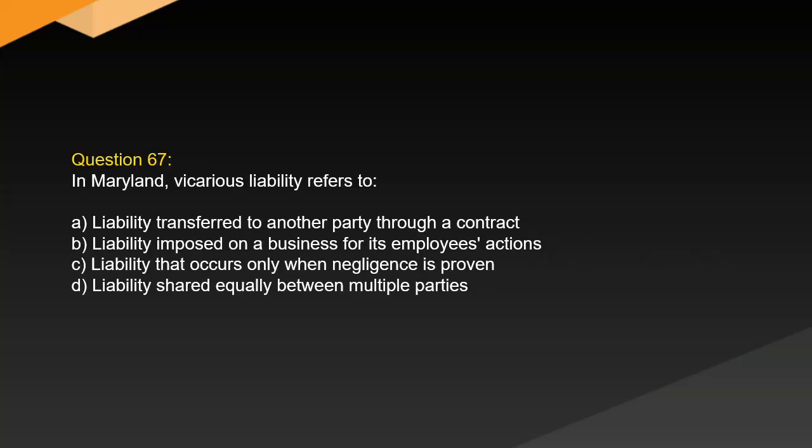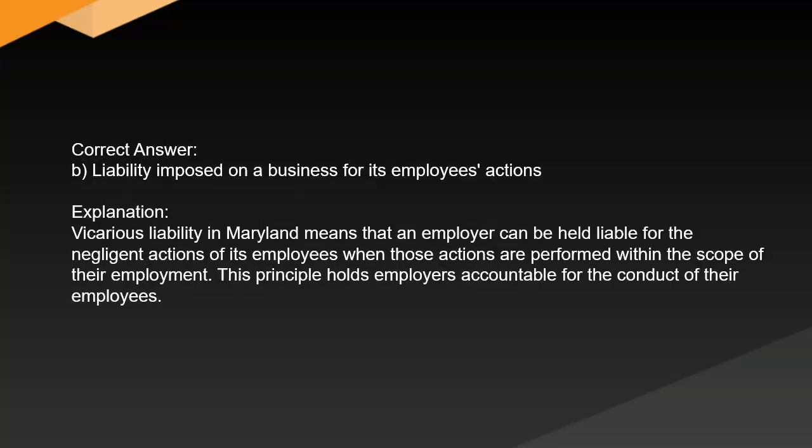Question 67. In Maryland, vicarious liability refers to A. a liability transferred to another party through a contract. B. Liability imposed on a business for its employees' actions. C. Liability that occurs only when negligence is proven. D. Liability shared equally between multiple parties. Correct answer: B. Liability imposed on a business for its employees' actions.